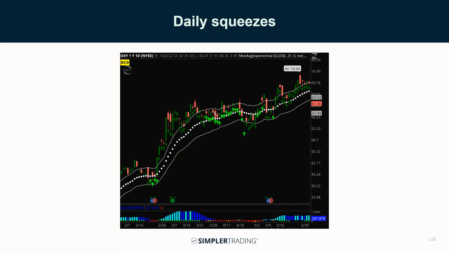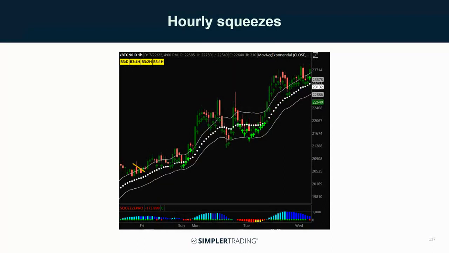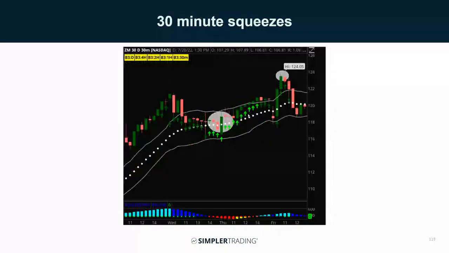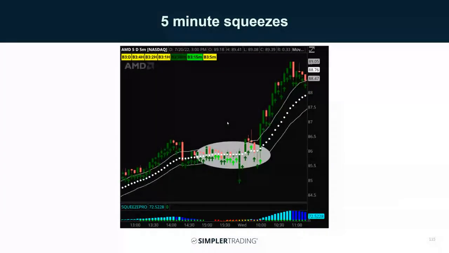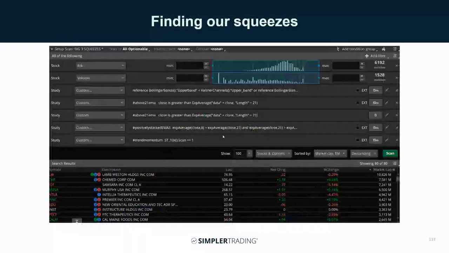Yeah, we got to give it more time. It's the same thing as that hourly squeeze in the Bitcoin futures. It's the same exact thing as that 30-minute squeeze in Zoom. And it's no different than the 5-minute squeeze in AMD. There's adjustments to be made, and we'll talk about those adjustments, but hopefully that makes sense.